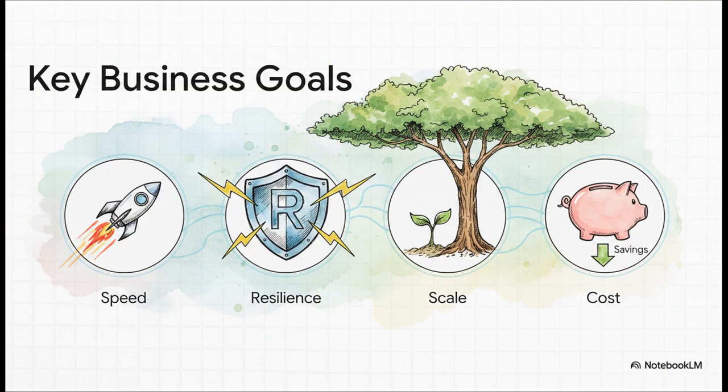And this slide right here really gets to the heart of it. It all boils down to 4 key goals. Businesses need applications that have incredible speed to beat the competition, rock-solid resilience so they're always on, massive scale to handle growth, and of course, they have to be cost-effective. Let's break each of those down.